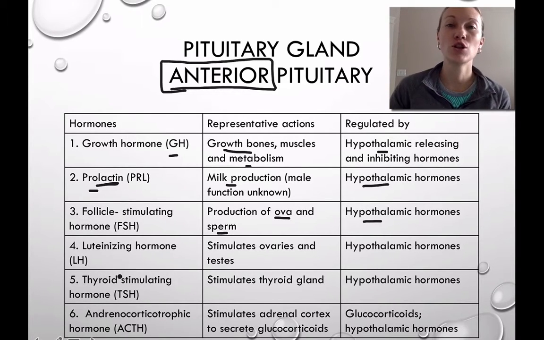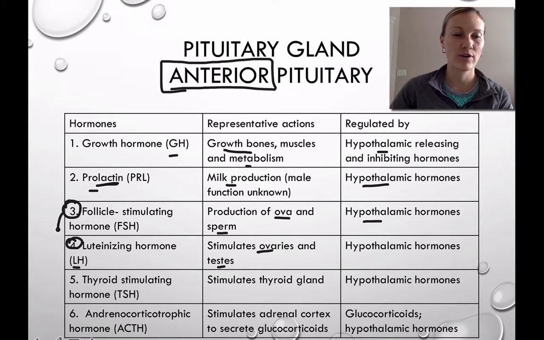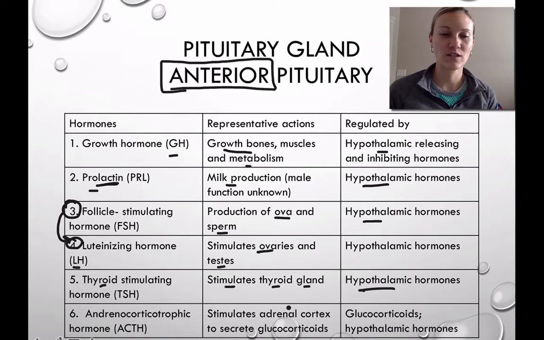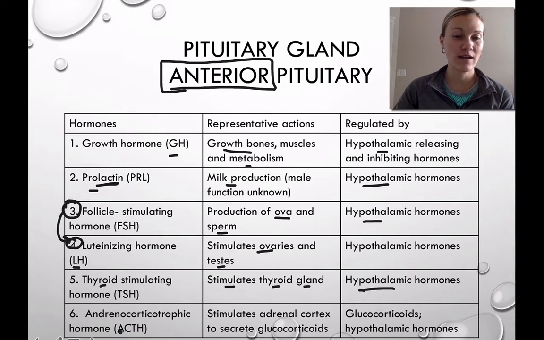The next one is luteinizing hormone, or LH. Luteinizing hormone is similar to the follicle stimulating hormone. It's going to stimulate the ovaries as well as the testes. I always think that on a test, students get 3 and 4 confused because their definitions sound very similar. Just be aware that they're different. The next one is the thyroid stimulating hormone. Hopefully you remember this one because it just stimulates the thyroid gland, and it's regulated by the hypothalamic hormones as well.